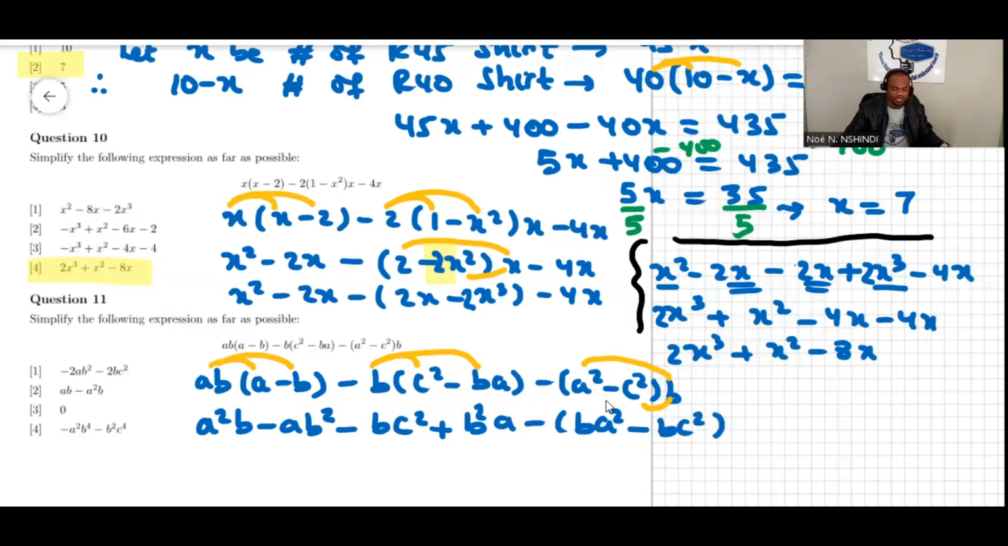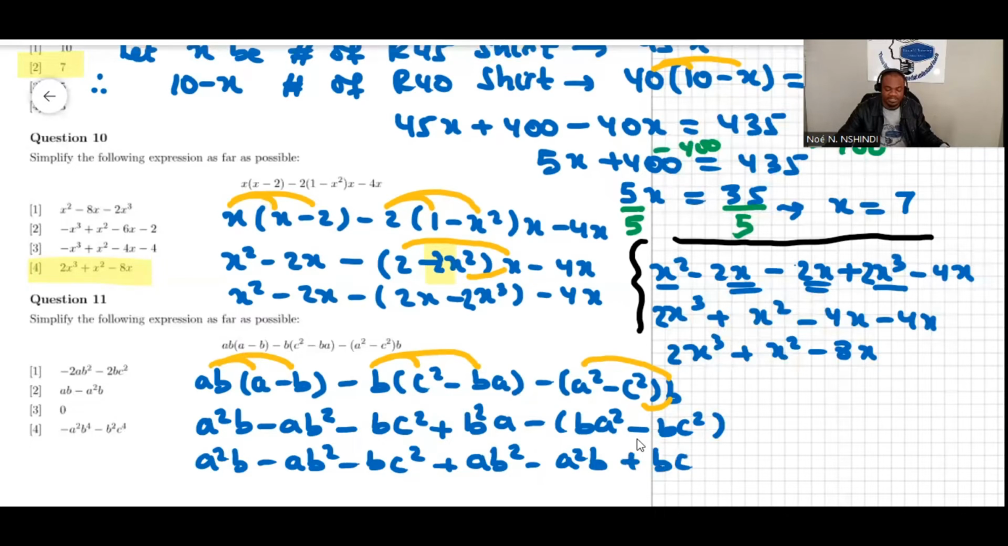Now when I drop the bracket, this will be A squared B minus AB squared minus BC squared plus AB squared, which is B squared A, AB squared minus A squared B. Over here, BA squared is the same thing as A squared B with a negative sign. And then this negative here will turn to positive. It becomes positive BC squared.